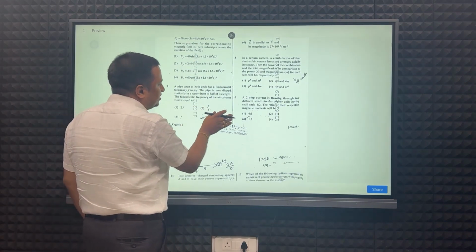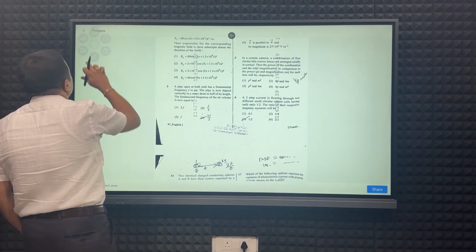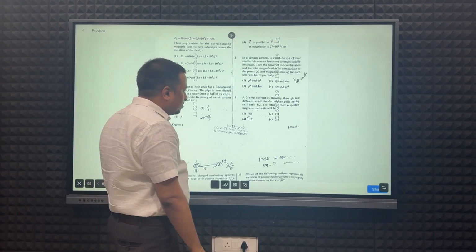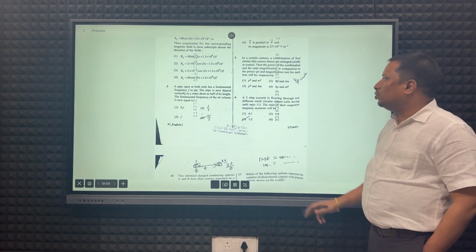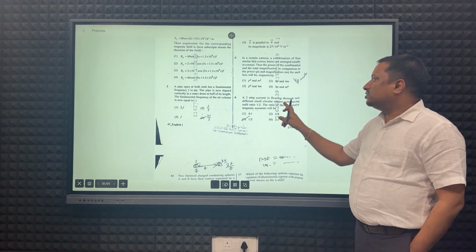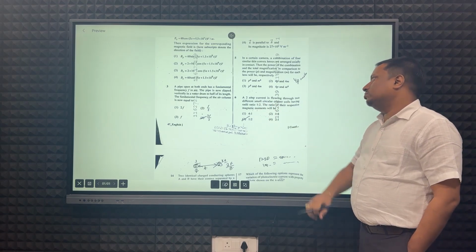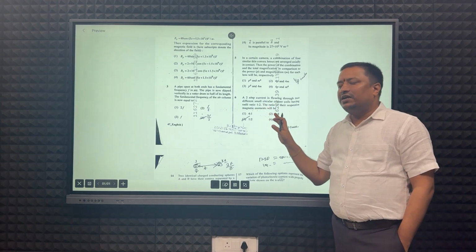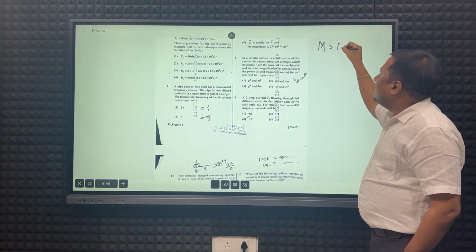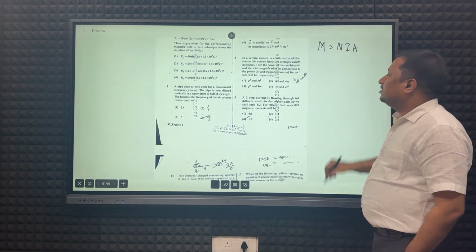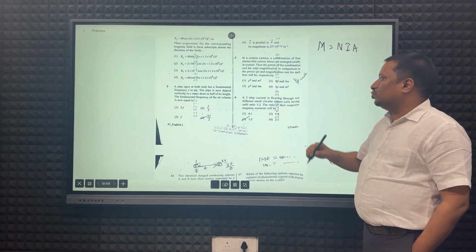Here we have question number 6. Let us do this. Question number 6. What are they saying? 2 ampere current is flowing through 2 different small circular copper coil having radius 1:2. The ratio of their respective magnetic moment. What is magnetic moment? It is NIA. What are they saying? The radii ratio is 1:2.